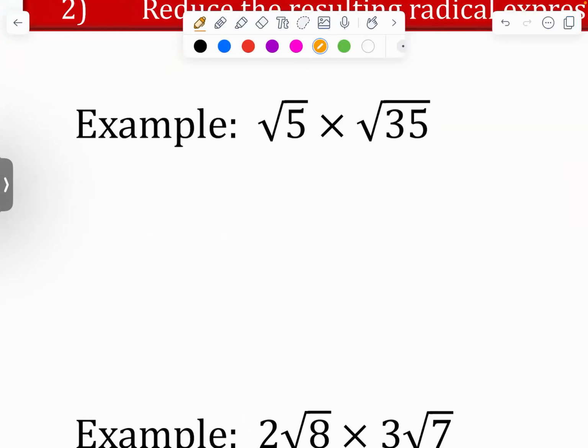So, could somebody please tell me, are 5 and 35 both under a radical? Yes, and we are multiplying, which means 5 times 35, we're going to multiply it and keep it under the radical. What's 5 times 35? 175.